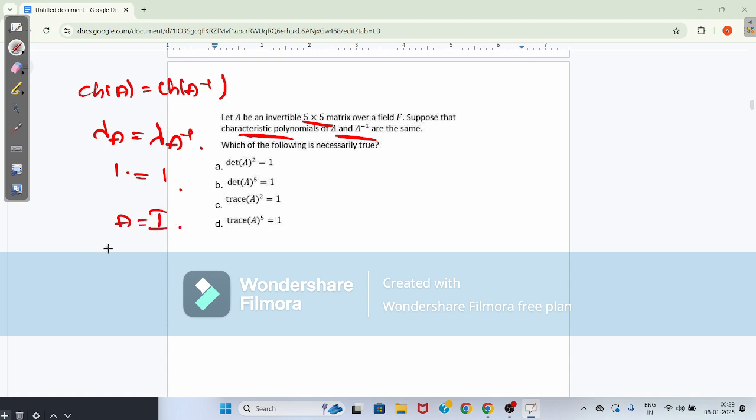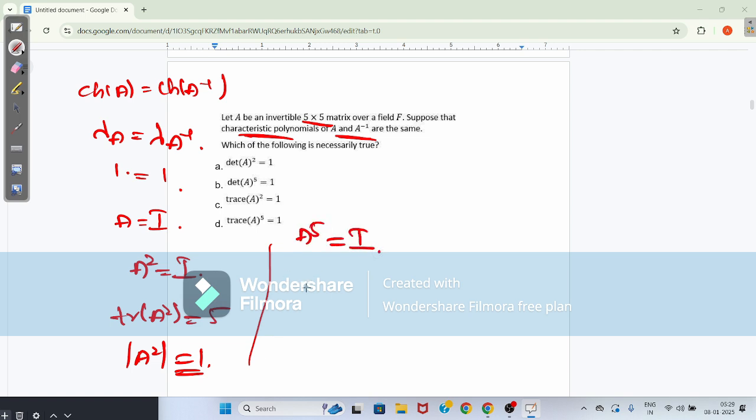Now A square also becomes I here. What is the trace of A square? That equals to 5 here, and the determinant of A square equals to 1 here. Now consider A power 5 is equals to I here. So what will you get? Trace of A power 5 is also equals to 5 here, and the determinant of A power 5 is also equals to 1 here.